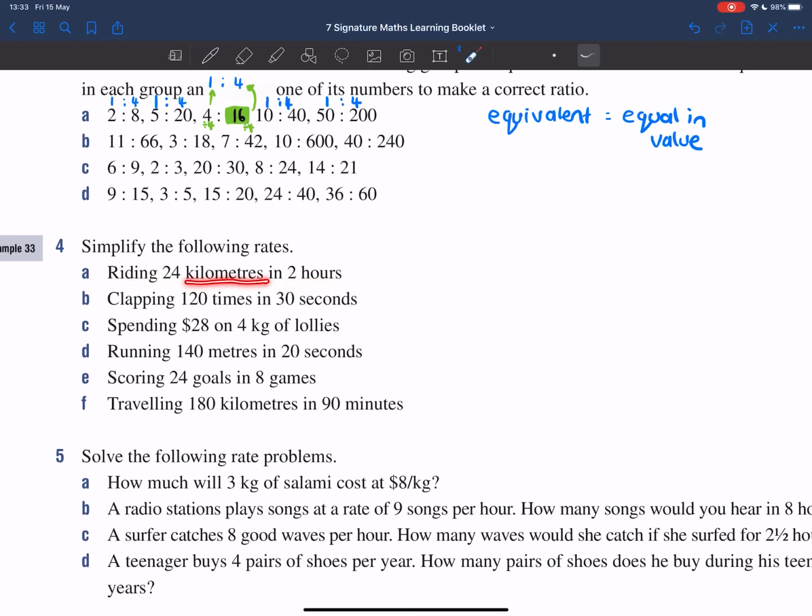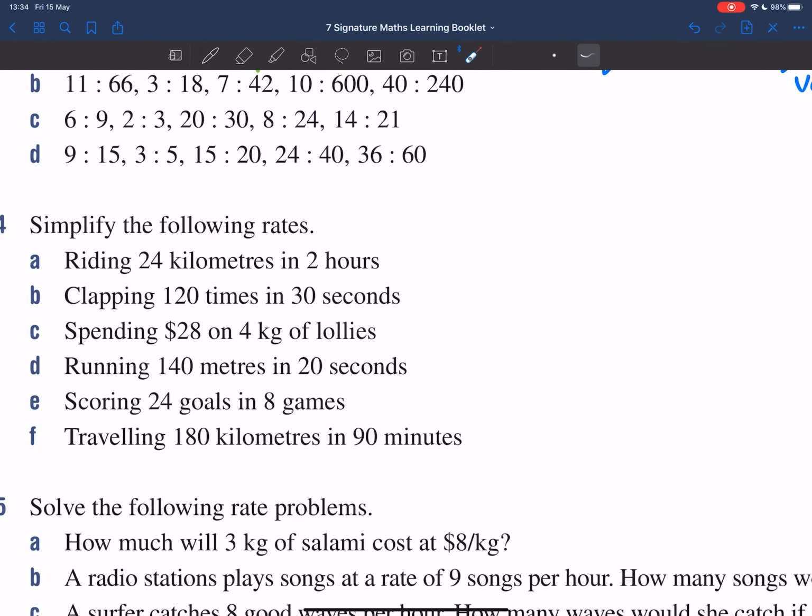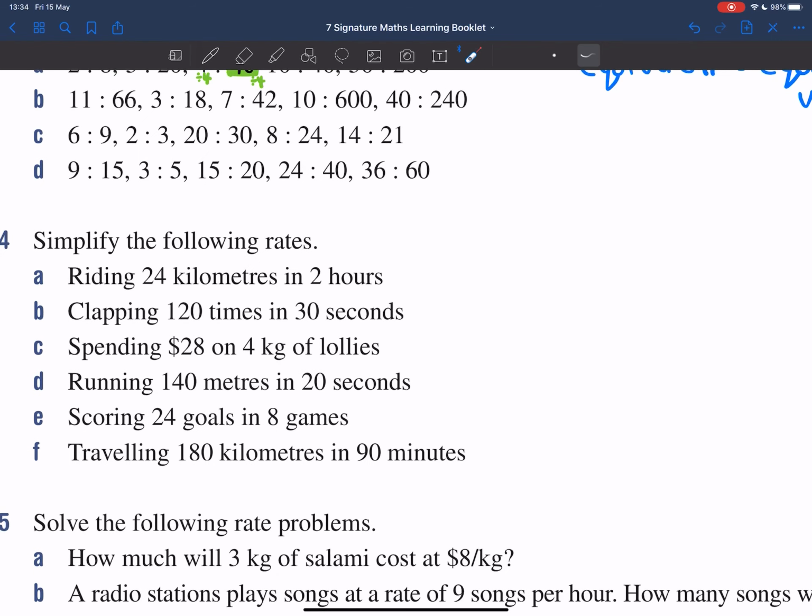The units are kilometers and then hours. Generally, when we simplify rates, the second unit in all of these are the units that we want to try and simplify as much as possible. In fact, if we can get the number in front of the unit to equal 1, then we've simplified as much as we can. And that's going to be the goal here today. Kind of like fractions, whatever you do to one number or one unit, you've got to do to the other. So let's have a look here.